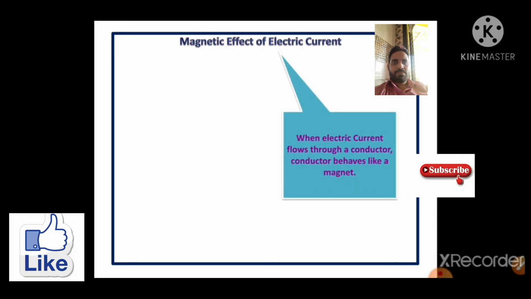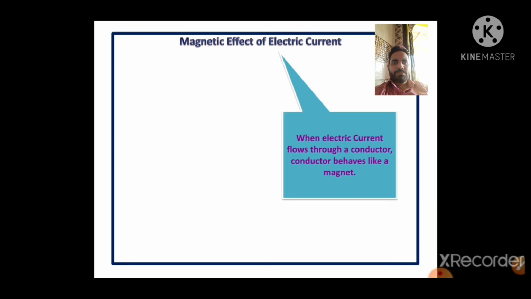Now, magnetic effect of electric current. When electric current flows through a conductor, it behaves like a magnet. This theory was proposed by a great scientist whose name was Hans Christian Oersted. What he told was that when current passes through a wire, that wire behaves like a magnet.